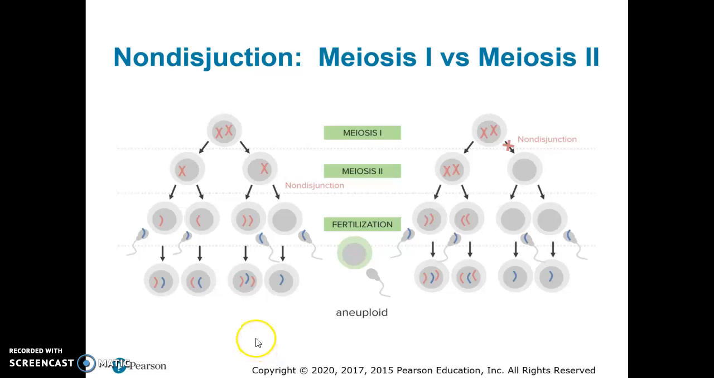Okay, so one of the important things to pay attention to when it comes to non-disjunction is really the difference in the probabilities of having a child who's affected. And those probabilities change depending on if this non-disjunction occurred during meiosis 2, where the sister chromatids failed to separate, or during meiosis 1, where the homologous pairs fail to separate. The resulting gametes really set up a very different probability for whether or not your child will be affected, depending on how it occurs.